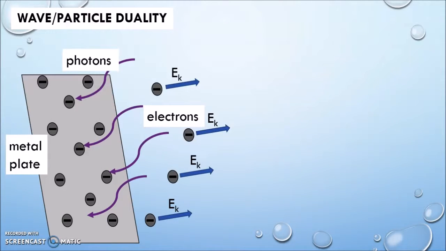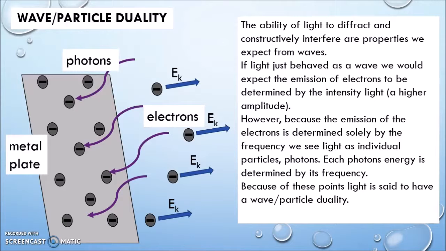Now we say because of this idea that light has a wave-particle duality. So we know that light can cause diffraction and constructively interfere to make bright spots when we diffract it. Now, because light can diffract, we would say it behaves as a wave. But in this instance, if light was truly just a wave, we would expect that when we increase the intensity, we would have more energy. So a more intense beam of light should produce electrons with more kinetic energy, but it doesn't.